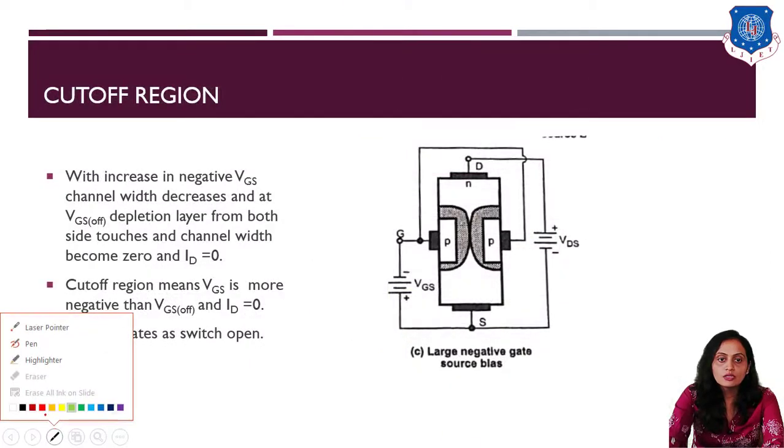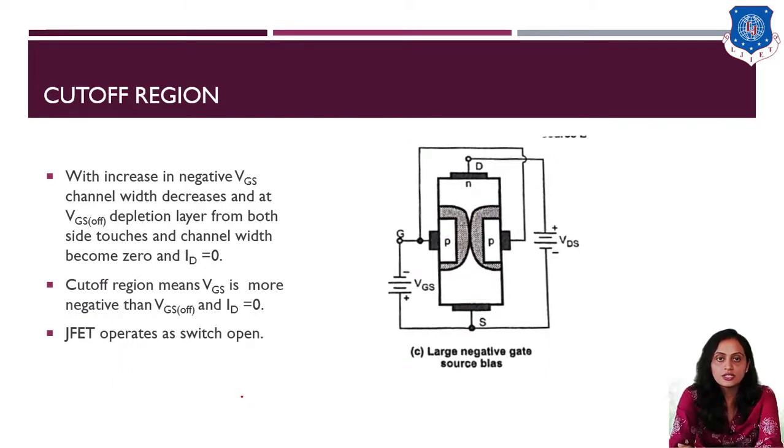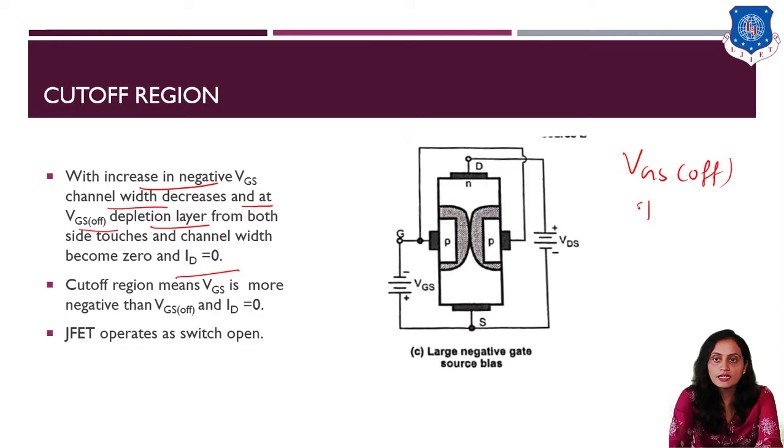Now we will see all these three operating regions in detail. So, cutoff region. With increase in the negative VGS, the channel width decreases, and at a certain VGS the depletion layers from both of these PN junctions touch each other and ID becomes 0. So when the input VGS is VGS(off), we find ID becomes 0 because the depletion regions touch each other and the channel width becomes 0.